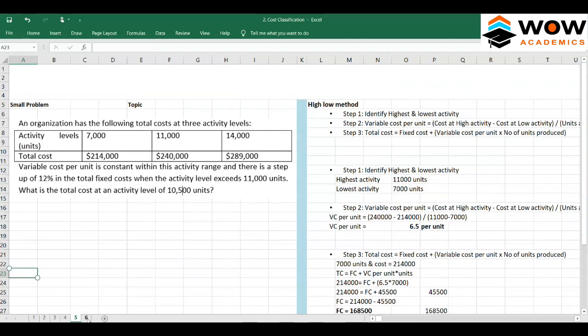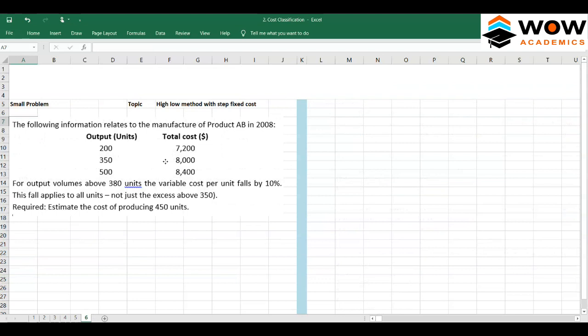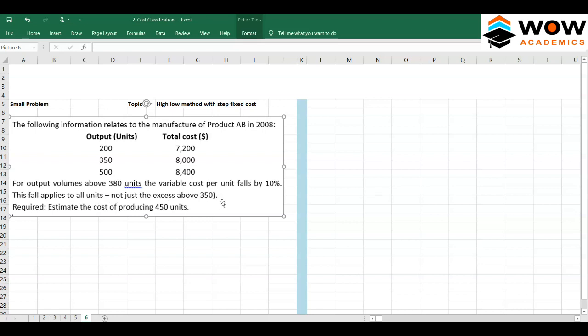So let's go to the last problem. The last problem is for output volumes. The following information relates to the manufacture of a product AB in 2008. Outputs are 200, 350, 500. And for output volumes above 380 units, the variable cost per unit falls by 10%. This applies to all units, not just the excess over 350. So for all units it falls. He's asking us to find out the cost of producing 450 units.